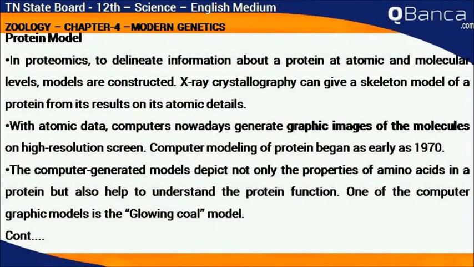Protein model. In proteomics, to delineate information about a protein at atomic and molecular levels, models are constructed. X-ray crystallography can give a skeleton model of a protein from its results on its atomic details. With atomic data, computers nowadays generate graphic images of the molecules on high-resolution screen. Computer modeling of protein began as early as 1970. The computer-generated models depict not only the properties of amino acids in a protein but also help to understand the protein function. One of the computer graphic models is the glowing coal model.